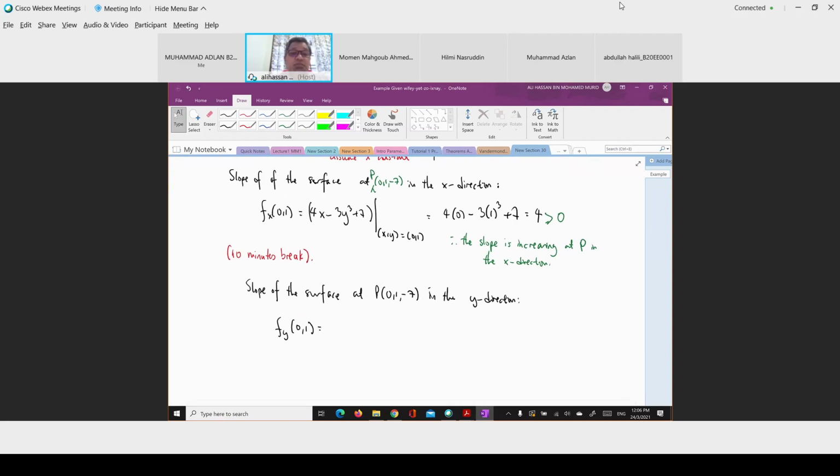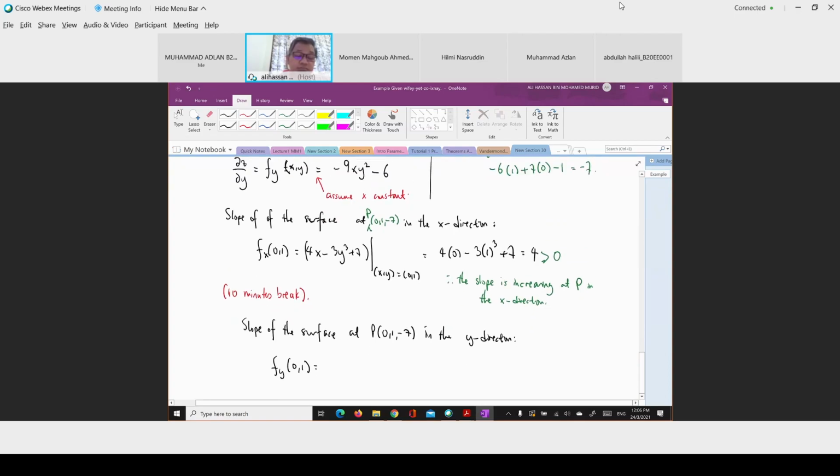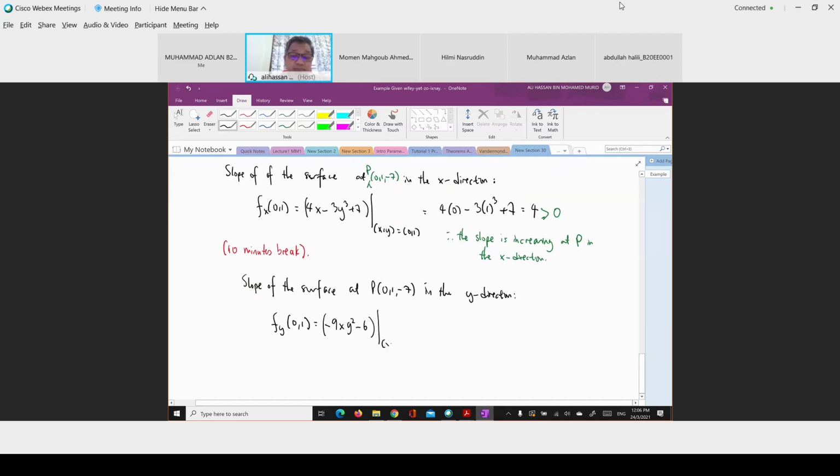What is f partial y that we have calculated just now? It's minus 9xy squared minus 6. Okay, here we replace x and y by 0, 1. So we replace x by 0 and y by 1, and this is equal to minus 6. Okay, and this is less than 0.